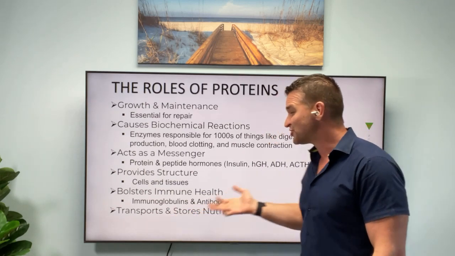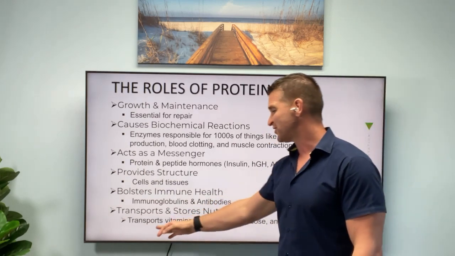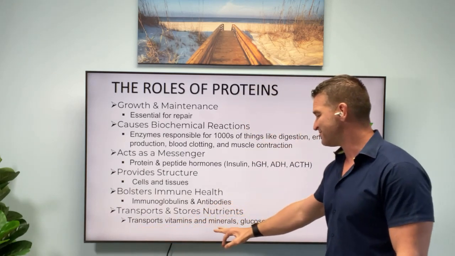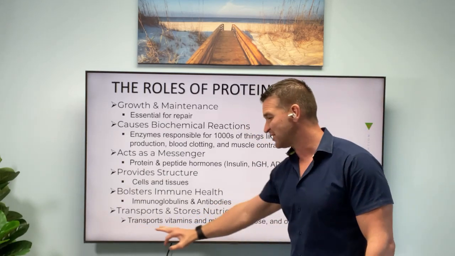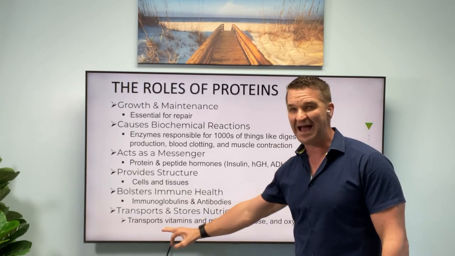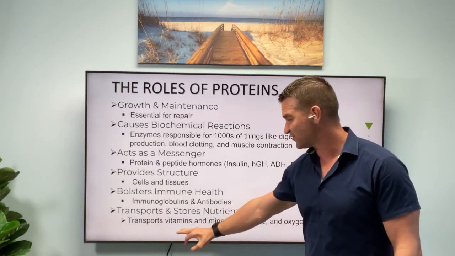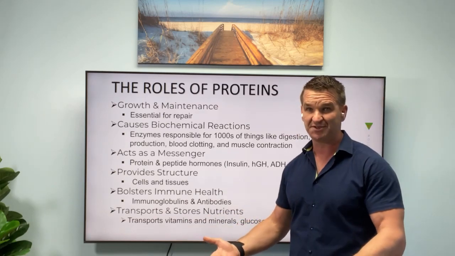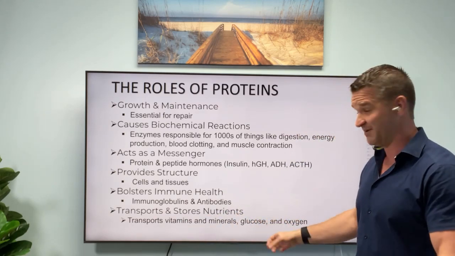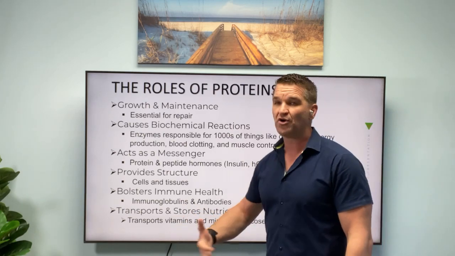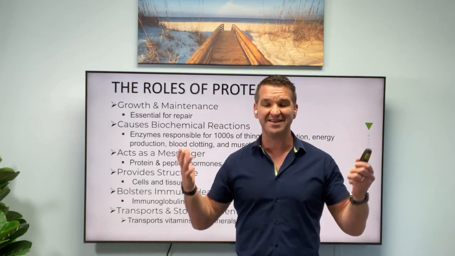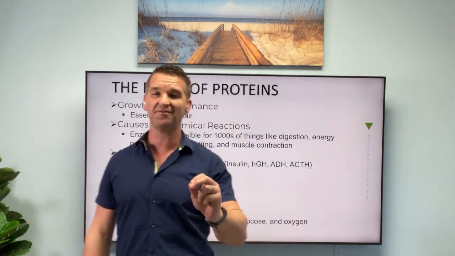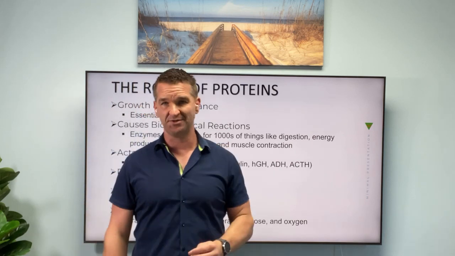It also transports and stores nutrients, okay? Transports vitamins and minerals, glucose and oxygen. So I just want to read this: vitamins and minerals, glucose and oxygen. These are all literal. You can't live without these things. There are certain minerals and vitamins you can't live without. Glucose, forget it. If you don't get glucose to the cell efficiently, you're not living. And oxygen. So protein plays a role in all of these things. It is so important to make sure you're getting enough of the best types of protein.